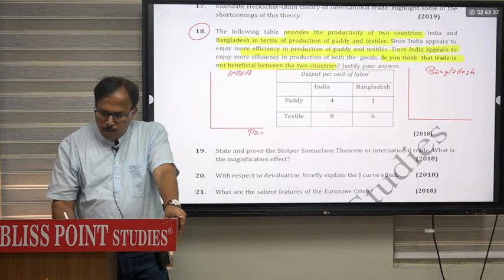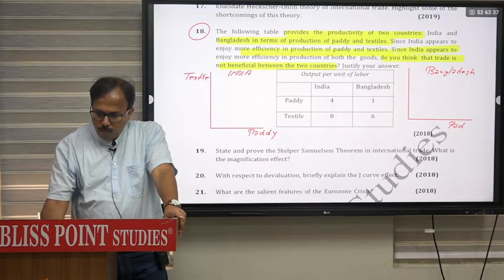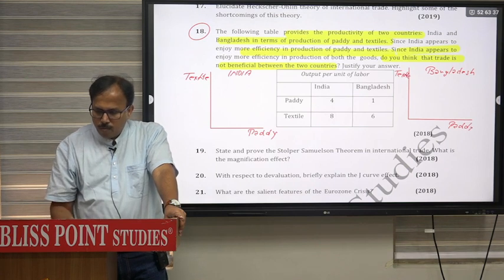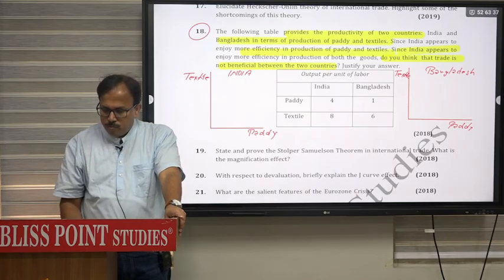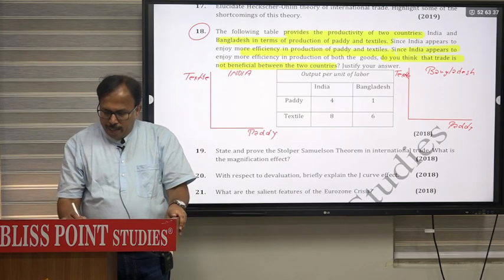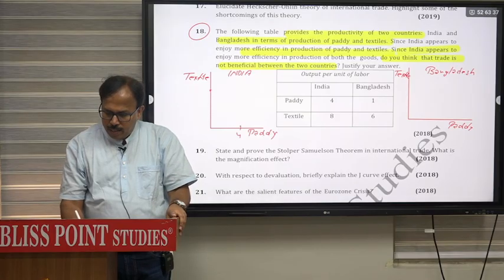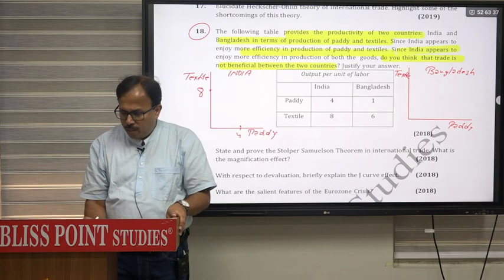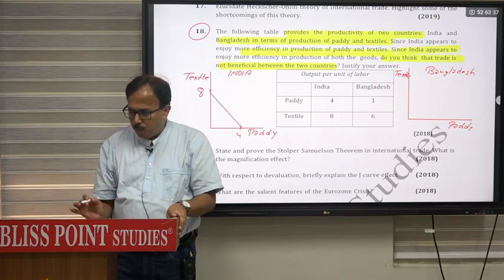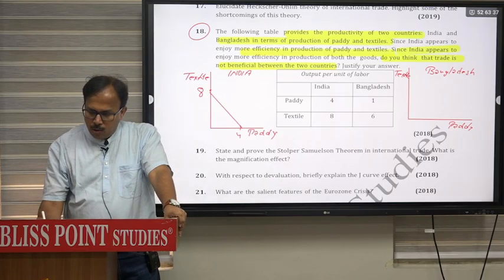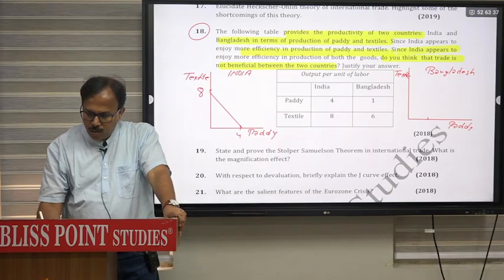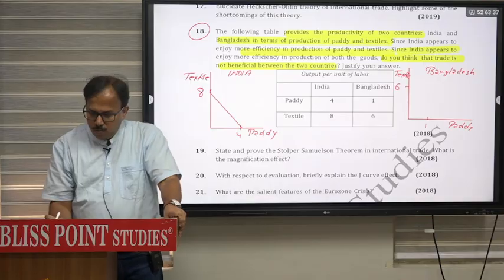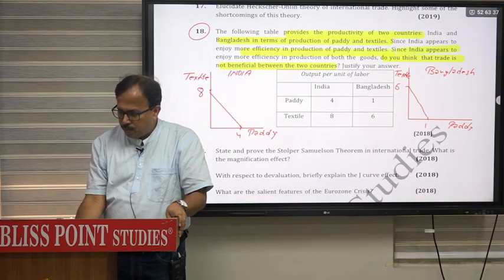Again, first information on x-axis. Paddy and textile. For India, we will write here 4 and this is 8. Connect 8 and 4. For Bangladesh it will be 1 and 6. 6 और 1 को कनेक्ट करना है.